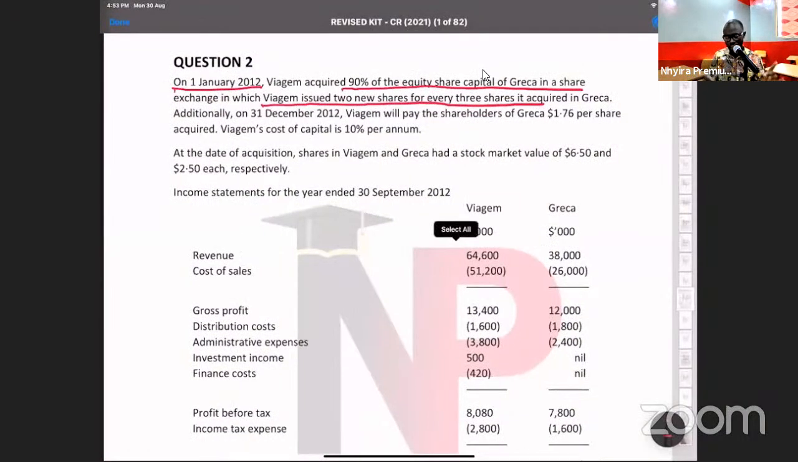Additionally, on 31st December, that is a year from the date they acquired them, Viagem will pay the shareholders of Greaser $1 per share acquired. If they are going to be making some payment a year from now, that is called deferred consideration. Since that is a deferred consideration, we discount it into present terms using the parent's cost of capital. Make sense? What is the parent's cost of capital? We are told it's 10%.